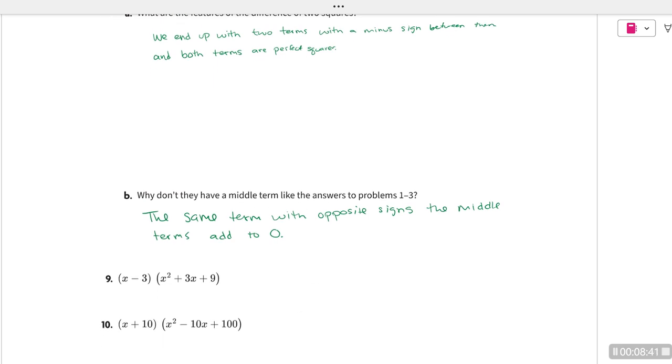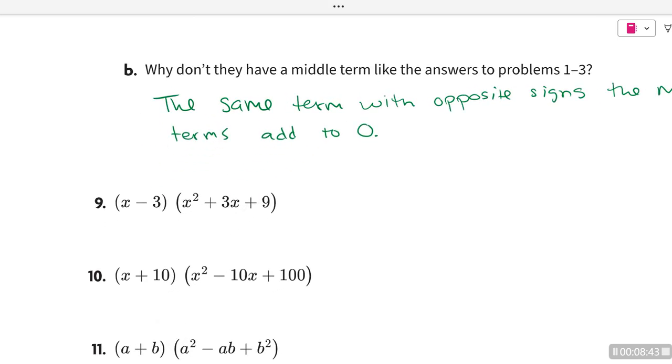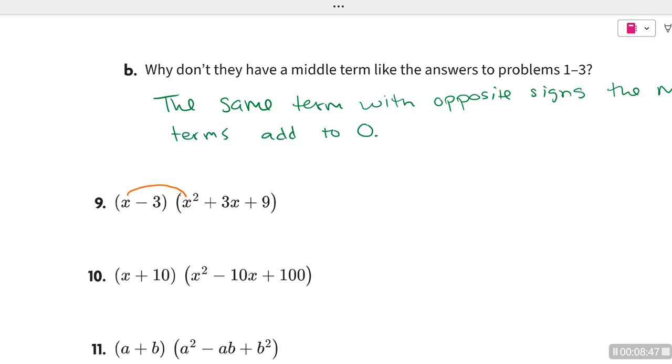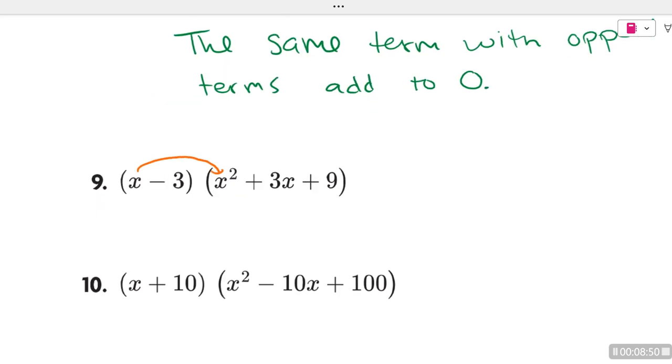Okay, anyways, let's go back to multiplying now. So here we have a binomial times a trinomial. So we're going to keep our same strategy. We're going to take this x and multiply it by every term in the second set of parentheses. So we get x cubed plus 3x squared. And then x times 9, so plus 9x.